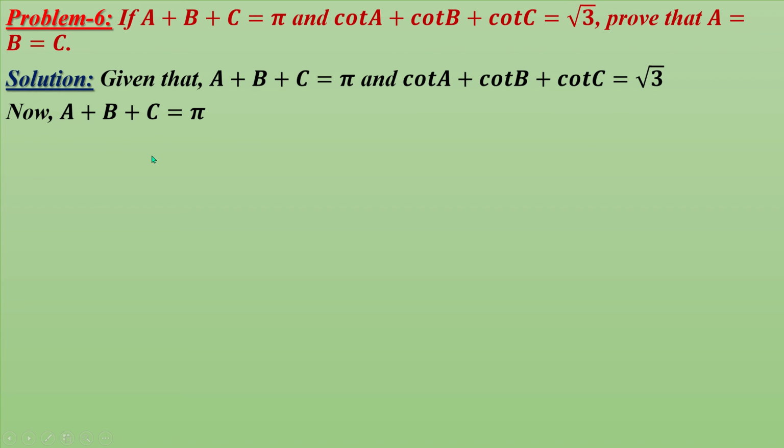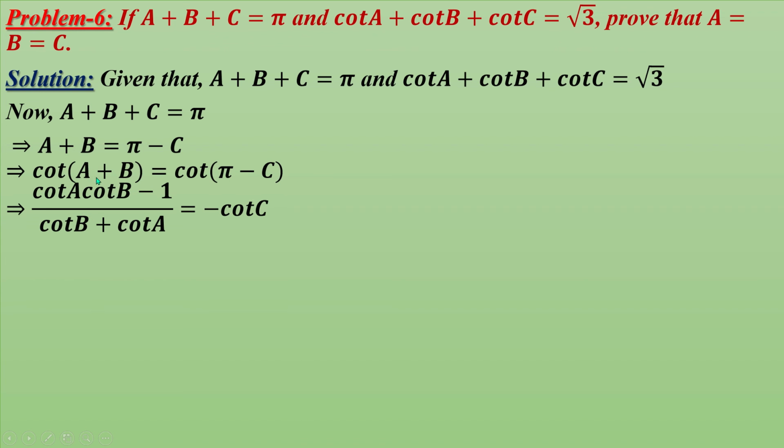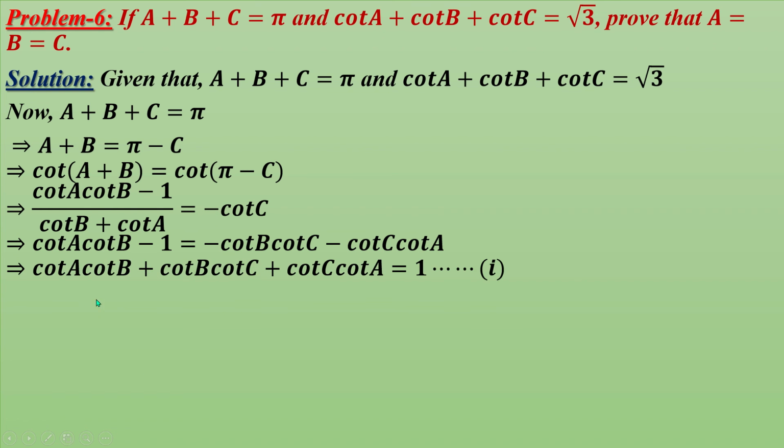Now a plus b plus c equal to pi, so a plus b equal to pi minus c. Now taking cot on both sides, we'll get cot(a plus b) equal to (cot a cot b minus 1) by (cot b plus cot a). This is equal to minus cot c. Now cross multiplying, we get cot a cot b minus 1 equal to minus cot b cot c minus cot c cot a. Now taking this into the left side, we get cot a cot b plus cot b cot c plus cot c cot a equal to 1. This is equation number 1.